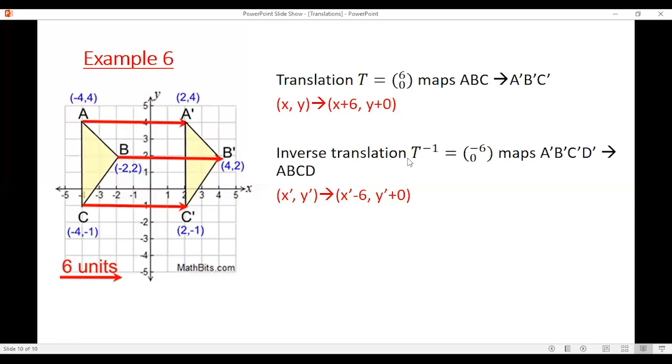Inverse translation, T minus 1 with coordinates -6 and 0 maps triangle A prime, B prime, C prime into triangle ABC, and where all the coordinates x prime, y prime become x prime minus 6, y prime plus 0. This was all about translations.